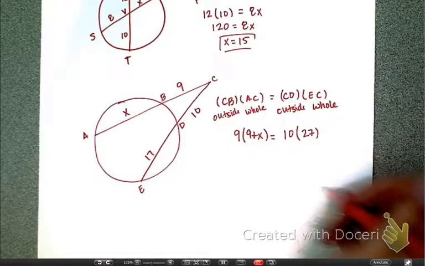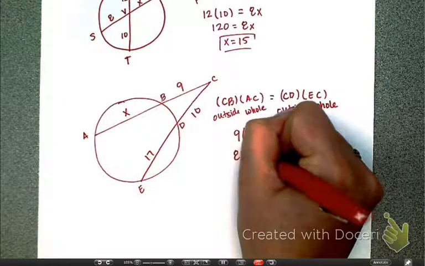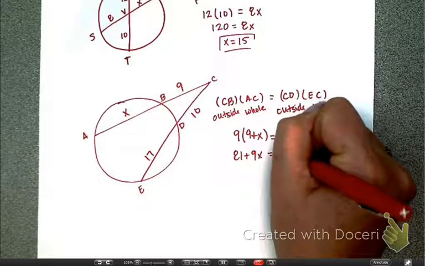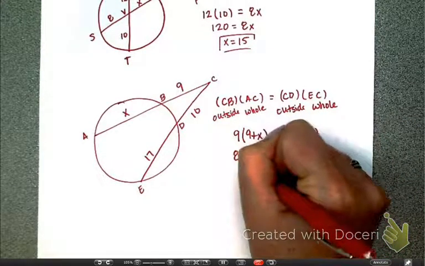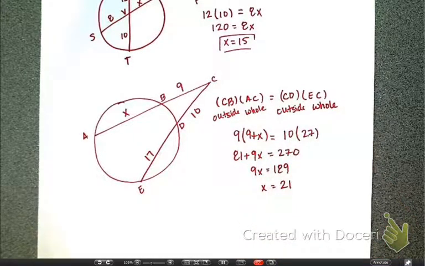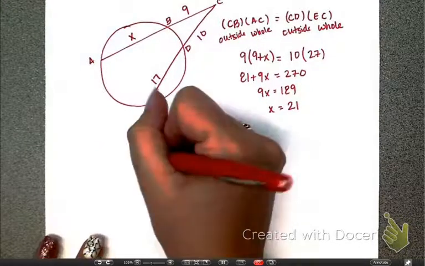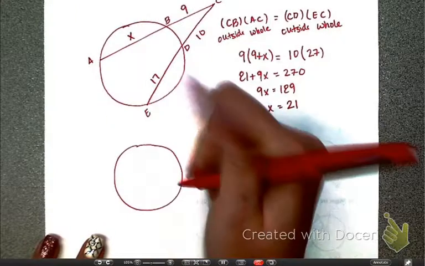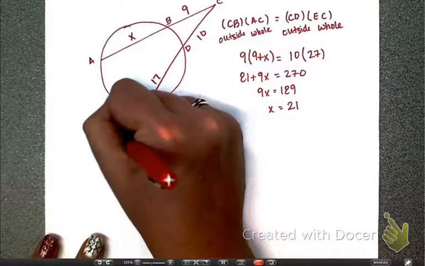We can solve from there. So 81 plus 9x equals 270. 9x equals 189. X equals 21. Okay, so far we've done 2 where we're dealing with pieces of segments. Here's our last one with pieces of segments. So I have another secant.